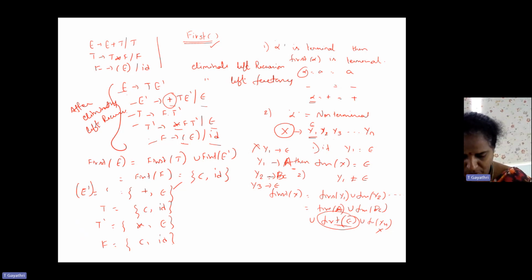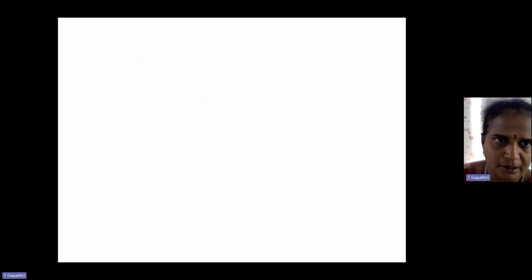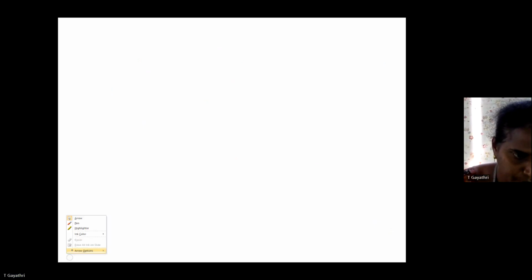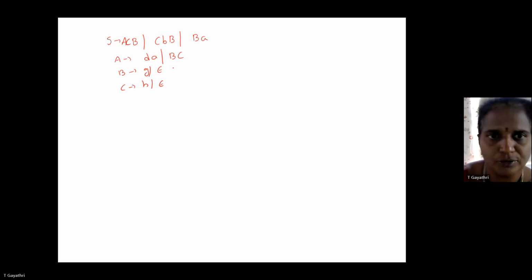Okay. So here I will give one more example. For example, my grammars are: S tends to ACB, CbB, and Ba. Okay. And next A tends to Da or BC. Now B tends to g or epsilon. C tends to h or epsilon. So these are the grammars.